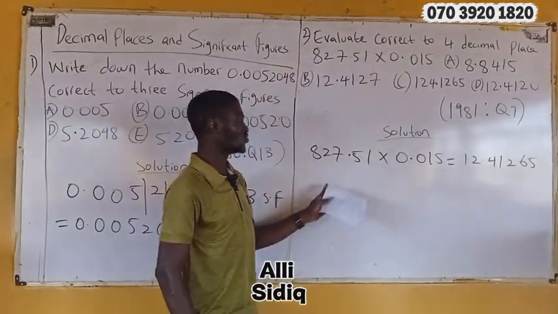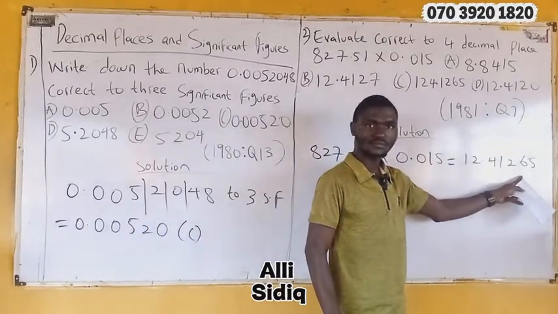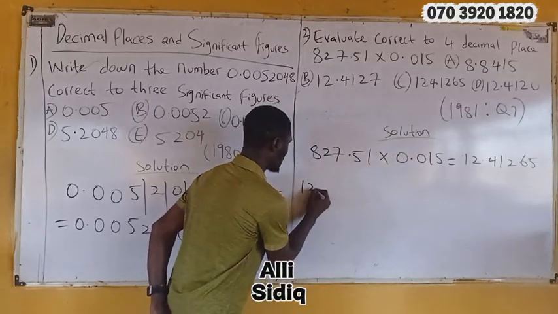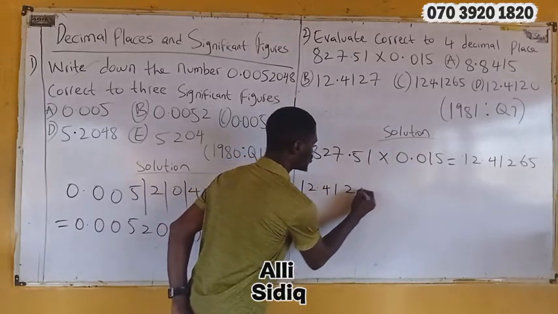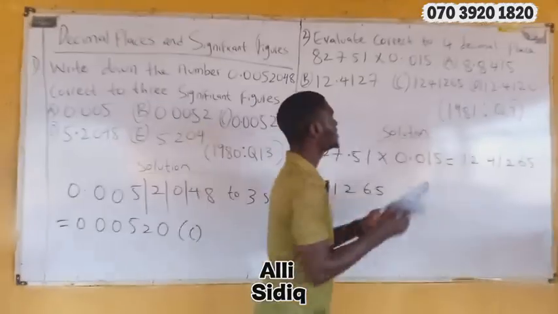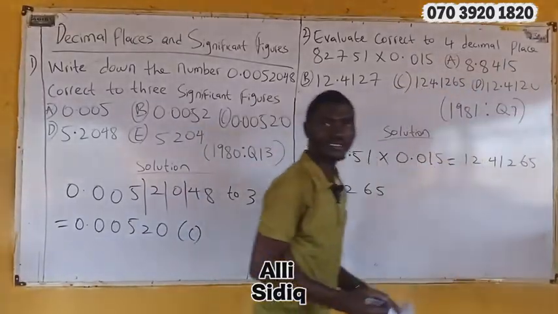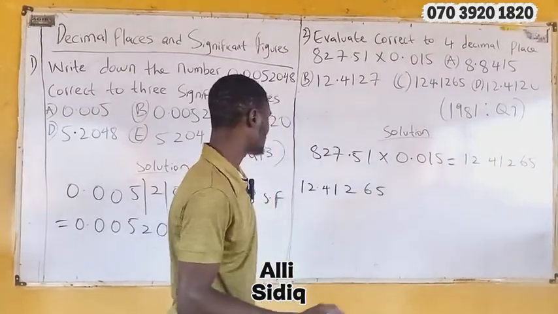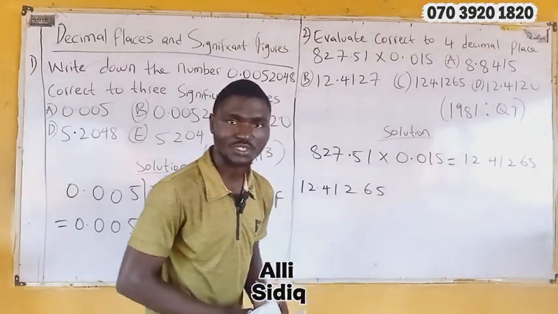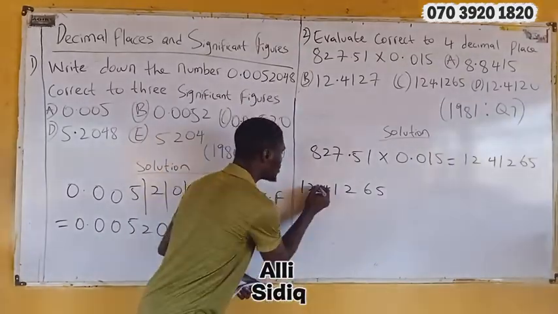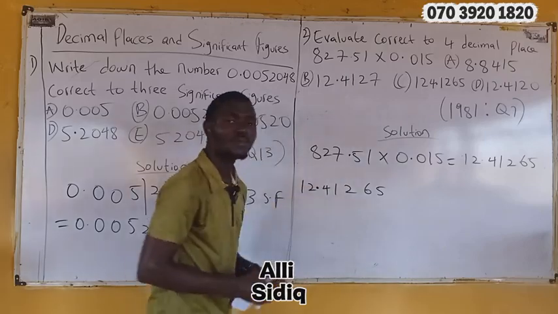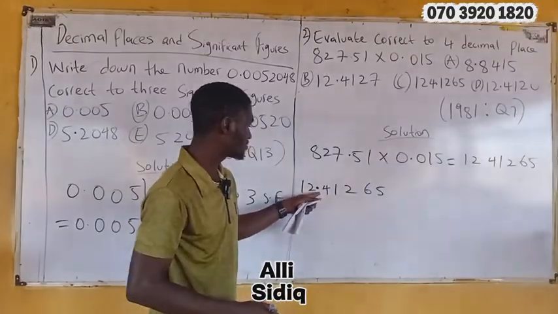According to JAMB, they said I should evaluate. This is what I got after evaluating. Then I'll now bring my answer for my evaluation, which is 12.41265. Then I'm to do what? I'm to take it to 4 decimal place, according to the question. What do I tell you about decimal place? You start from the number immediately after your decimal point. It's different from significant figure. For decimal place, you start from the number immediately after your decimal point.